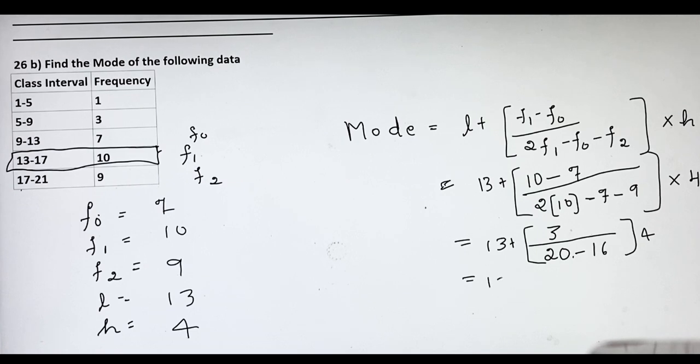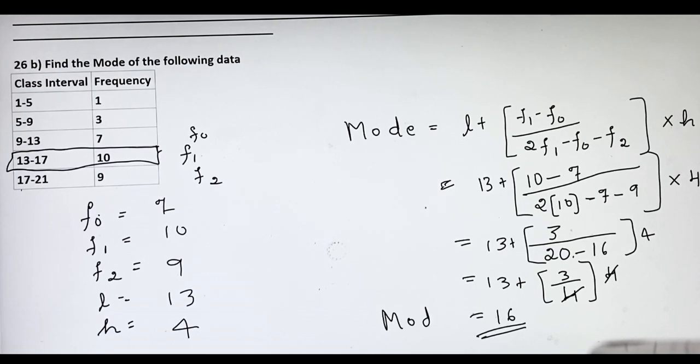Now 13 plus 3 by 20 minus 16, which is 4, into 4. This 4 and this 4 get cancelled. So 13 plus 3 is 16. So what is the answer for this mode? Mode is 16. So we have the answer here.